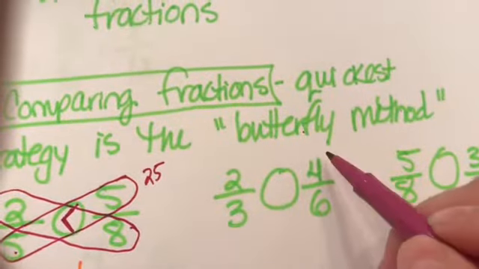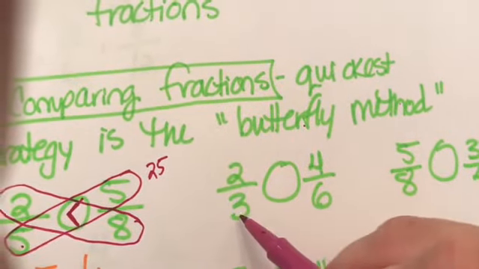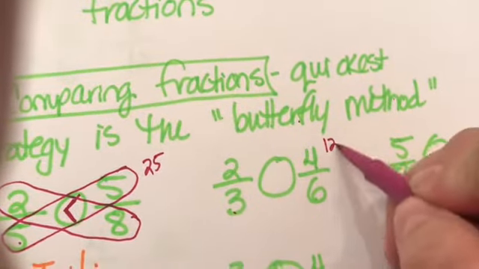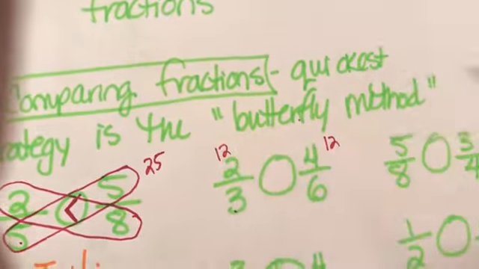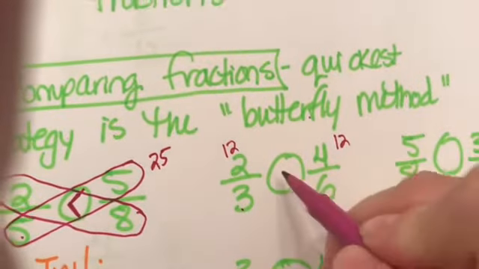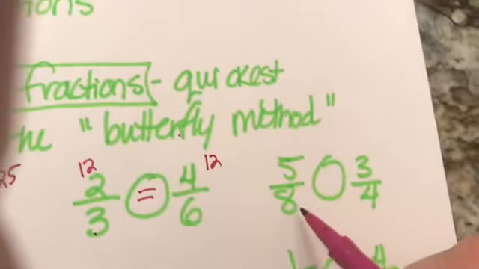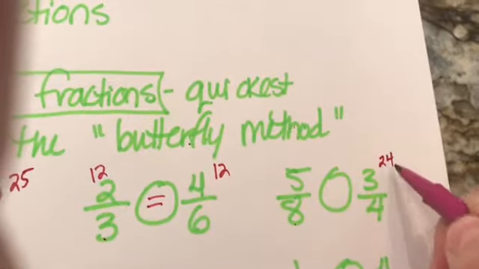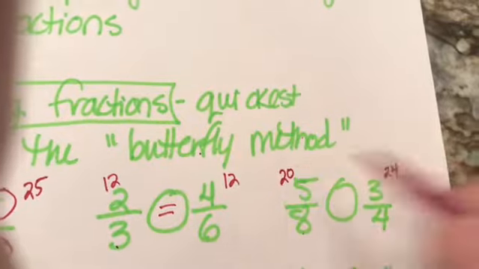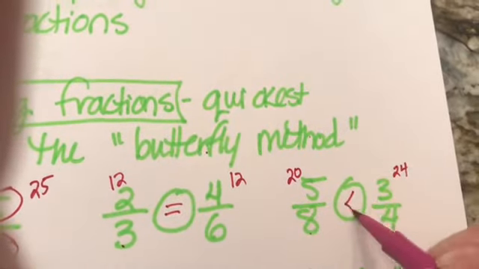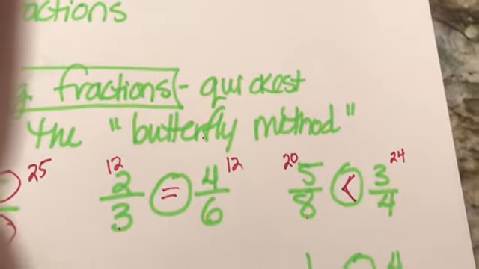If I do the same, eventually you don't have to draw, and you just know 3 times 4 is 12, and 6 times 2 is 12. And if they say 12 on both sides, then you know that they are equal, equivalent fractions. Over for this one, 8 times 3 is 24, and 4 times 5 is 20. So I can see that 24 is the larger fraction, and that's how I would compare those two.